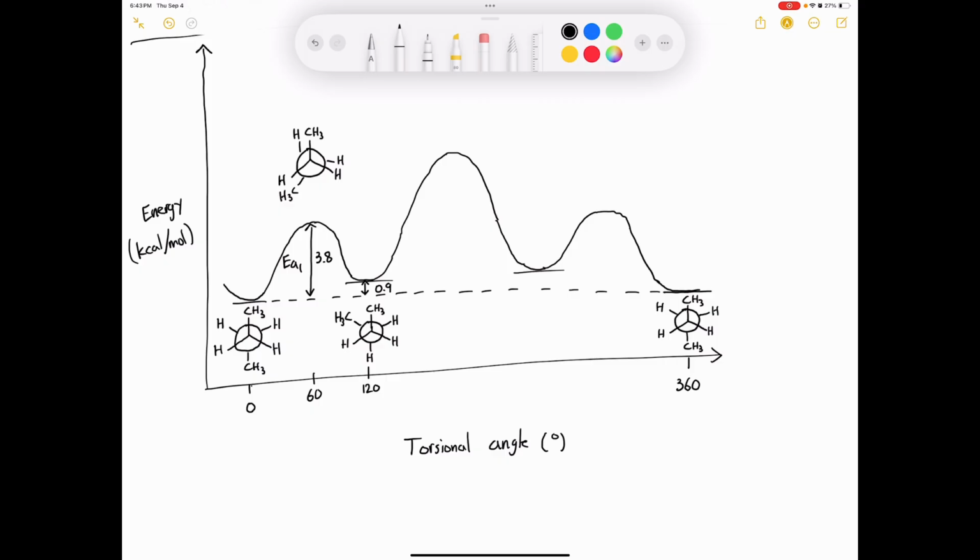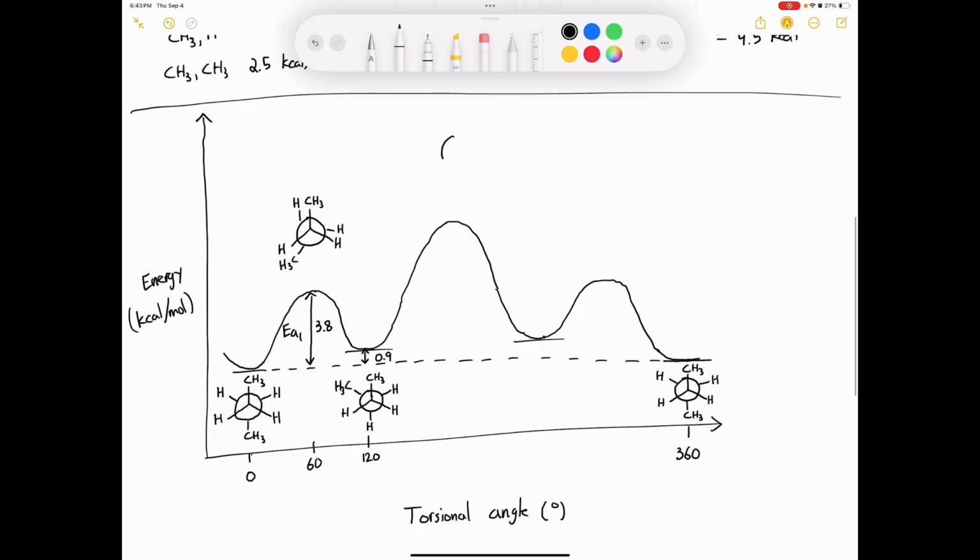Okay. Now when we rotate that another 60 degrees, the methyl groups are going to actually be in close proximity to each other. So now let's draw the front carbon.